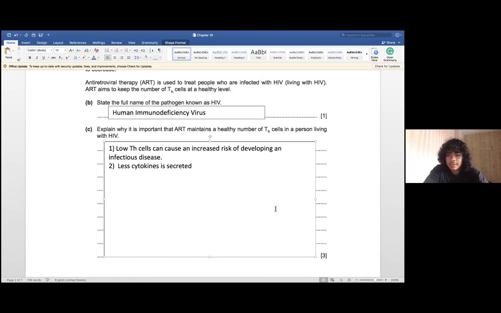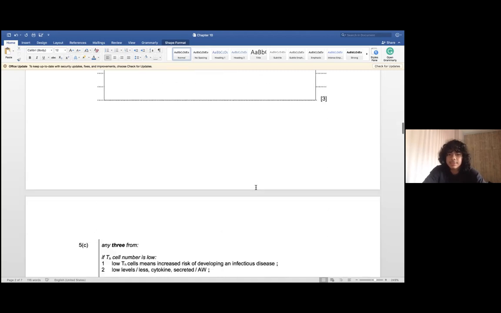Okay, and then to get the third mark, what you can say is you can explain the role of cytokines. So according to the mark scheme, cytokine stimulates B lymphocytes to produce antibodies. So this is already sufficient for you guys to get 3 marks.